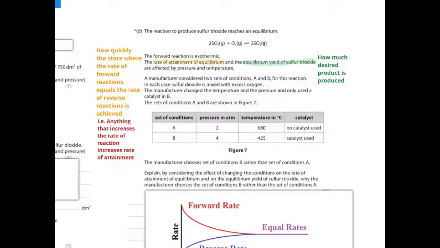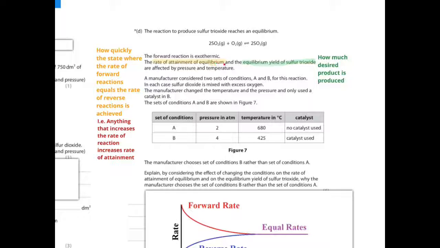It releases heat. The rate of attainment of equilibrium and the equilibrium yield of sulfur trioxide are affected by pressure and temperature. Now, instantly you're hit with two very loaded sentences. You need to understand what this means.